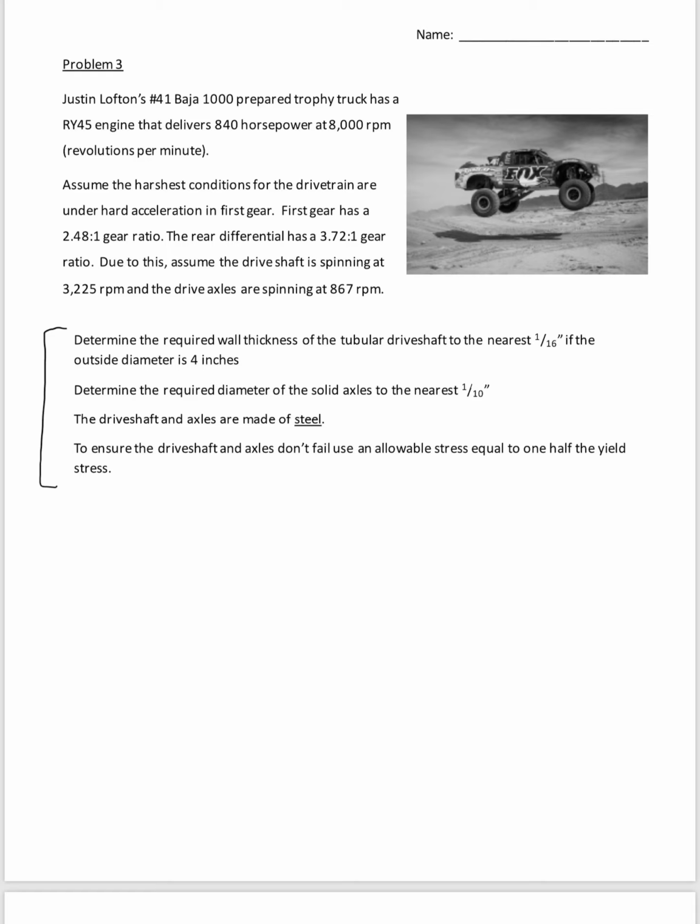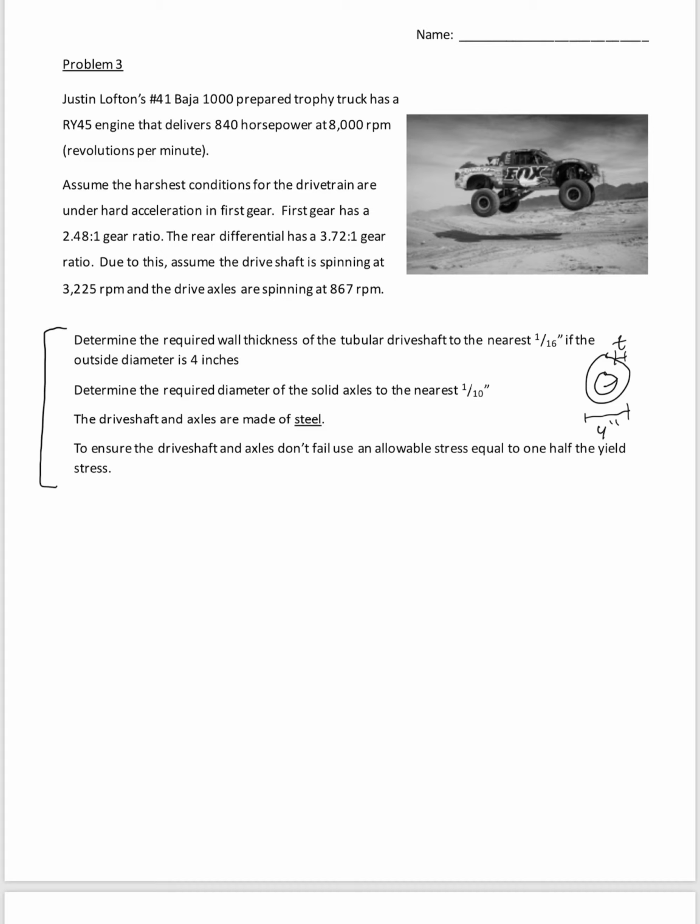So we want to find the required wall thickness of a shaft to the nearest 16th inch if its outer diameter is 4 inches. So we're finding the wall thickness, so it's hollow. So we want to find that t. Or we could also solve for the inner radius and then back solve for that t. Then we also want to find the diameter of the solid axles to the nearest 10th inch.